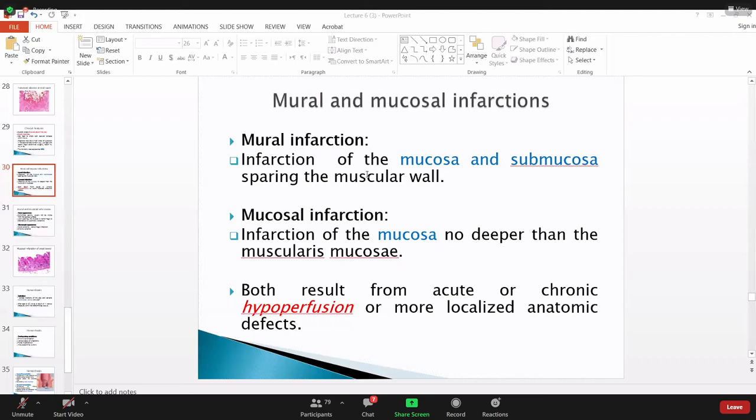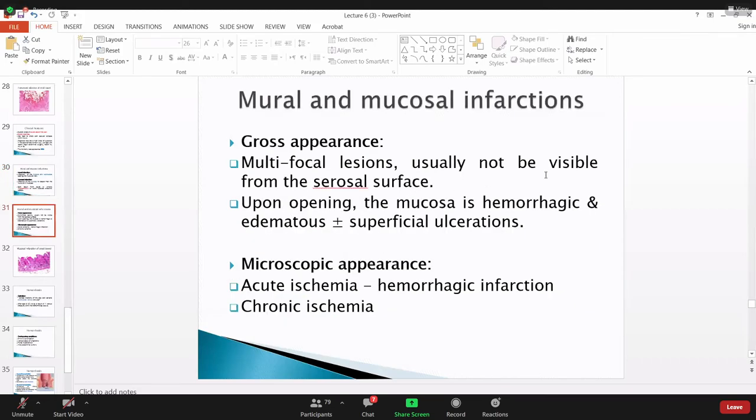Gross appearance: multifocal lesions could not be visible from the serosal surface. Why? Because it's all in the lumen, so it isn't visible. Upon opening, the mucosa is hemorrhagic and edematous with superficial ulceration.